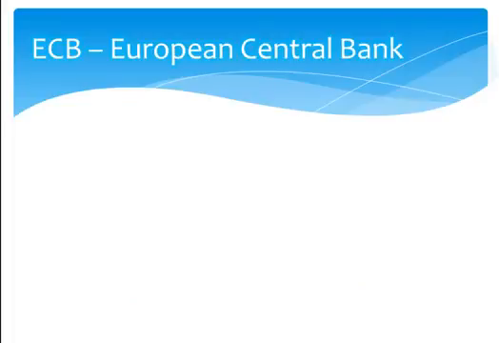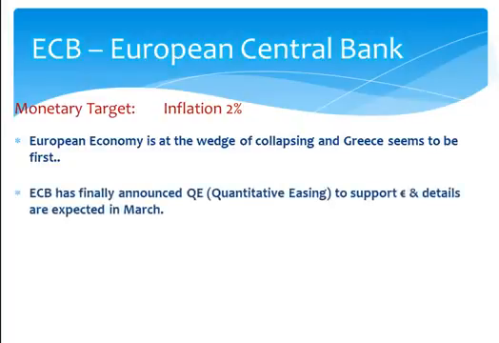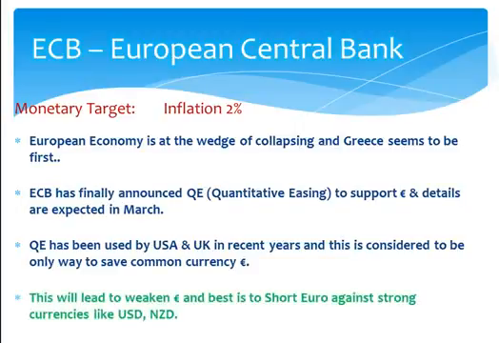Let's have a look at the European Central Bank's monetary target. Their monetary target is the inflation rate, but the European economy is on the verge of collapsing, and Greece seems to be the first. Finally, the European Central Bank has announced a quantitative easing program to support the common currency in March. Details are expected in March. So this will weaken the euro, and the best option is to short the euro against strong currencies like the USD and the New Zealand dollar.